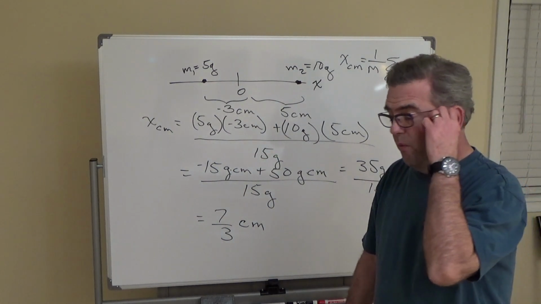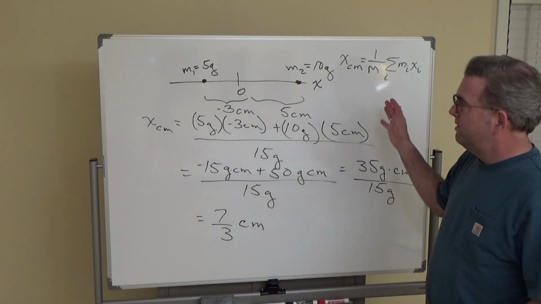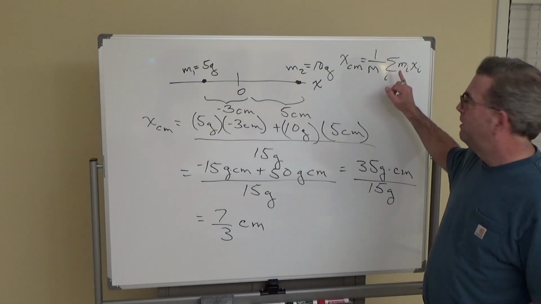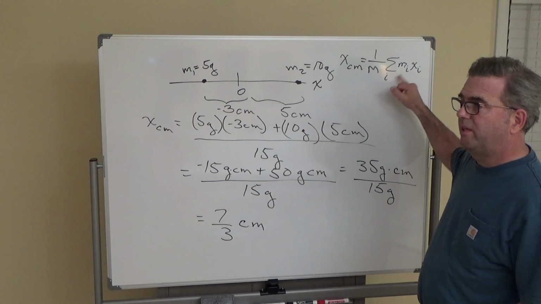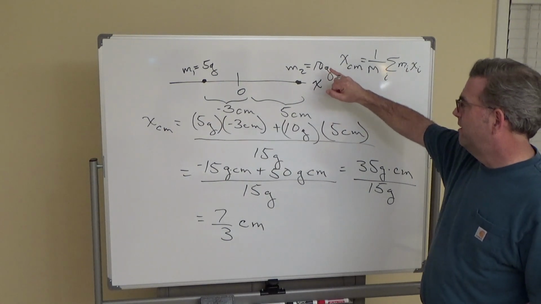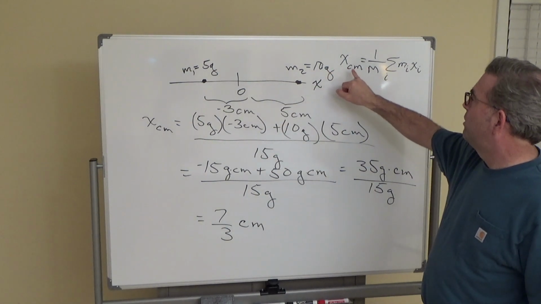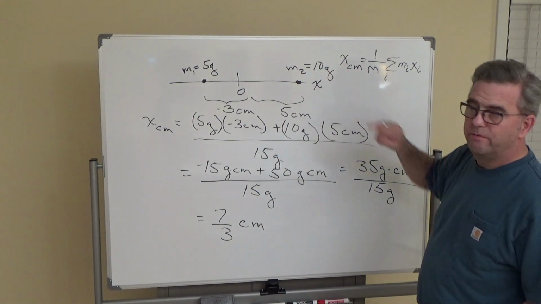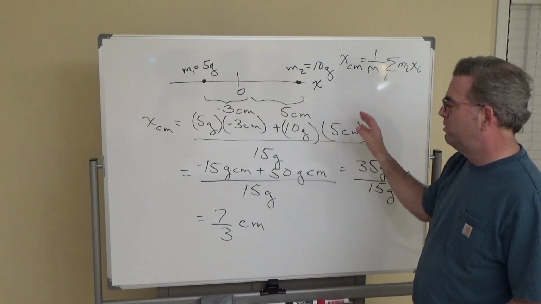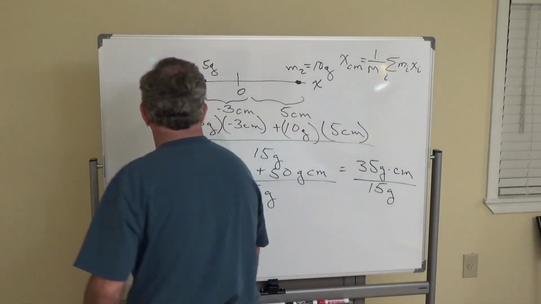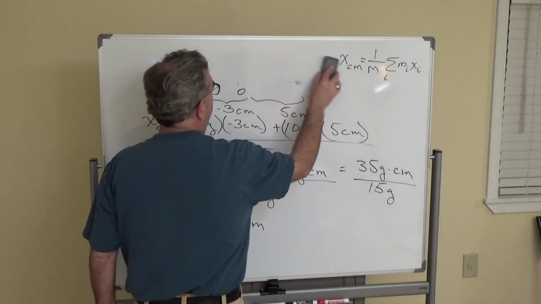Okay. Anyway, this is the idea. You sum up the mass times its position, take the sum, and divide by the total mass, and that gives you the center of mass. This is one dimension. Let's do a two-dimensional problem.